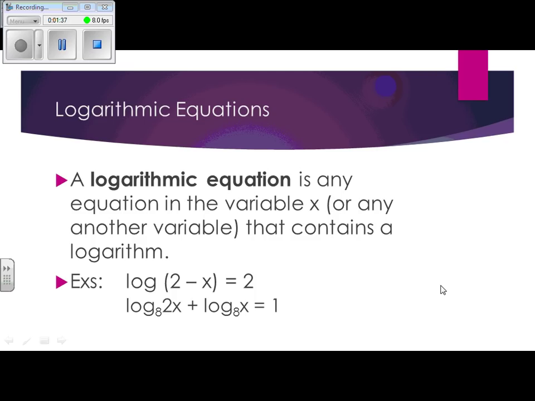Okay. All right, logarithmic equations. A logarithmic equation is any equation in the variable x that contains a logarithm. Now, we don't always have to use x. Use whatever letters we want, R, S, T, L, N, E, pick a vowel, doesn't matter, because the letter is just symbolic. But this is a logarithmic equation because x is part of the thing we're taking the logarithm of. And in these two examples down here, we're taking the log of 2x and the log of x. So this is another example of a logarithmic equation.